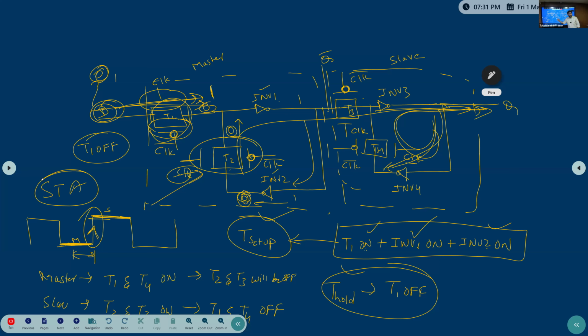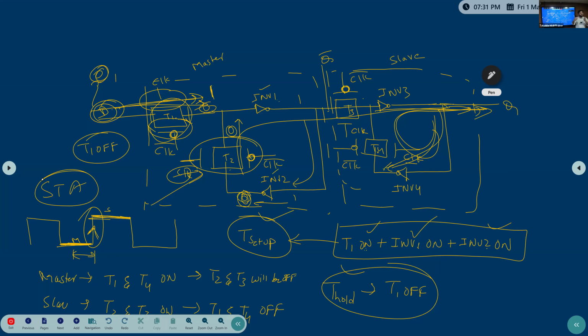In STA, what you get to know is how much time is taken to generate this Q from D. What is the delay of inverter 1? What is the delay of inverter 2? What is the delay of transmission gate 2? How much propagation delay does the data take from the input to the output? What is the setup time, with T1 on inverter 1 and inverter 2? What is the hold time? All these things you will know in STA.